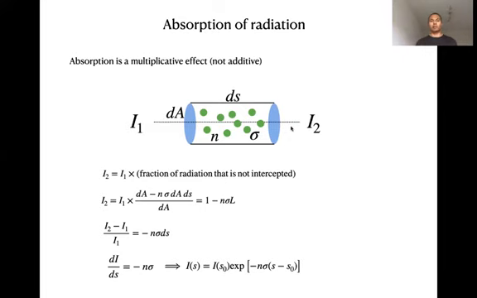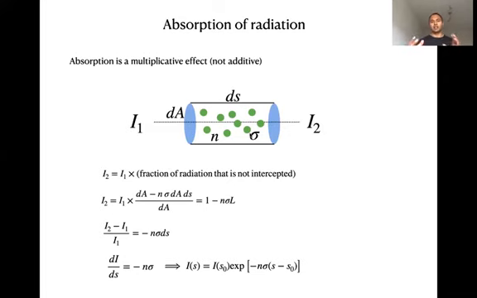Okay, so now the question we want to ask is, let's say I1 is the specific intensity entering this volume, I2 is the specific intensity leaving this volume. How do you relate I1 to I2 based on the properties of the material in this volume? So how do you account for absorption? So an obvious statement you can make is I2 is equal to I1 times the fraction of radiation that is not intercepted by particles in that volume, right? And that is just axiomatically true. But how do you actually calculate this?